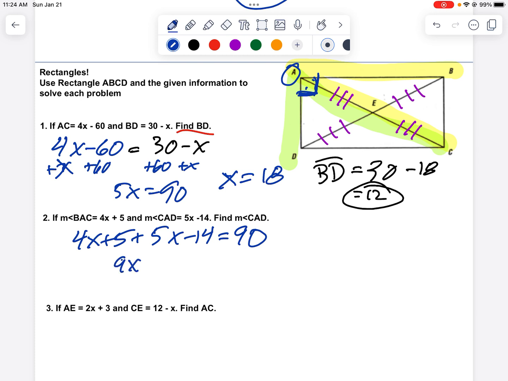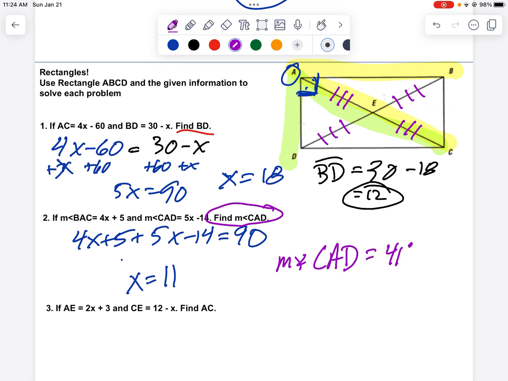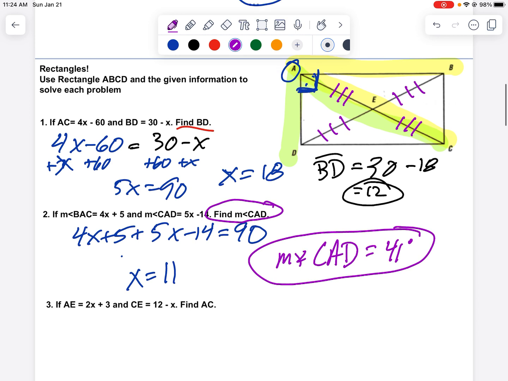So I know that 9x equals 90. Actually, why don't you just solve this one out? Find x here. Pause, solve for x. I think you can do this. Check your work. I got x equals 11, and then we're not done. We have to plug it back into CAD, and I got 41. Yeah, 41. 5 times 11 is 55, minus 14 gives me 41.